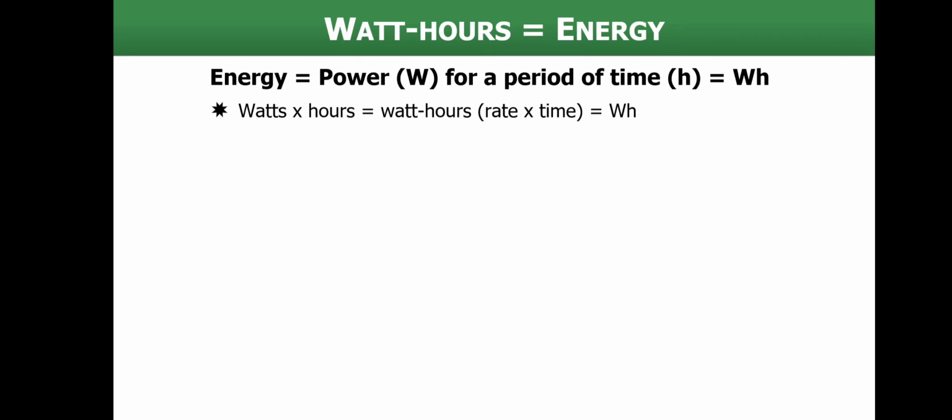So that 2400 watts that we saw in the last slide, if that load was on for an hour, it would draw 2400 watt hours. If it was on for 2 hours, it would draw 4800 watt hours. We can also convert that to kilowatt hours, which is the most common measurement for energy, and that would be 2.4 kilowatt hours or 4.8 kilowatt hours.